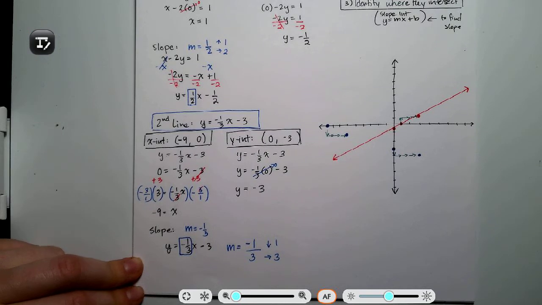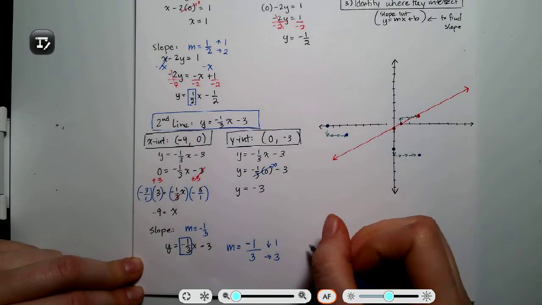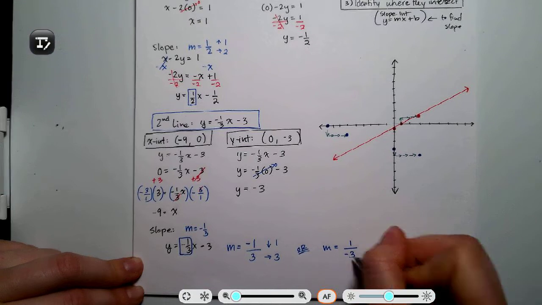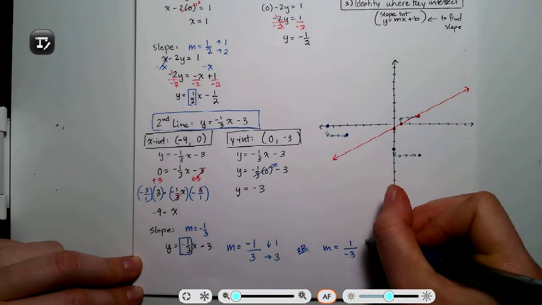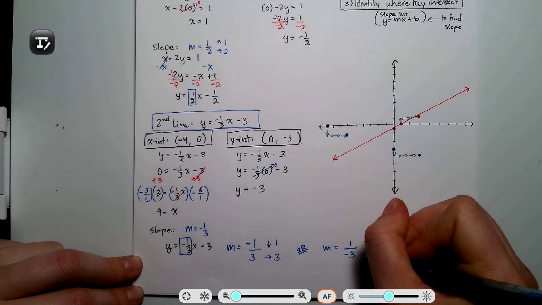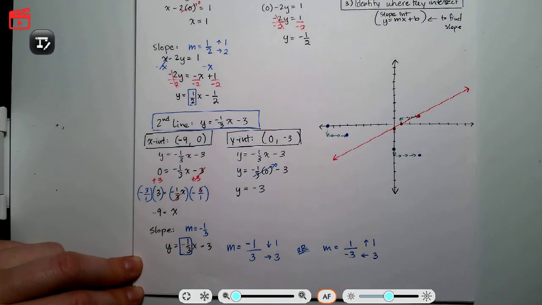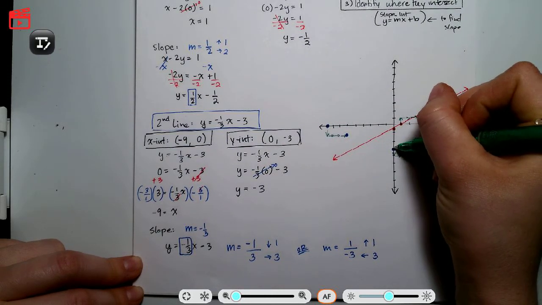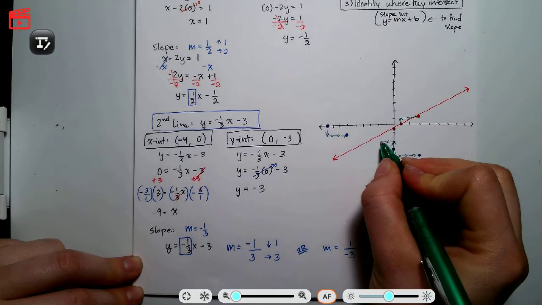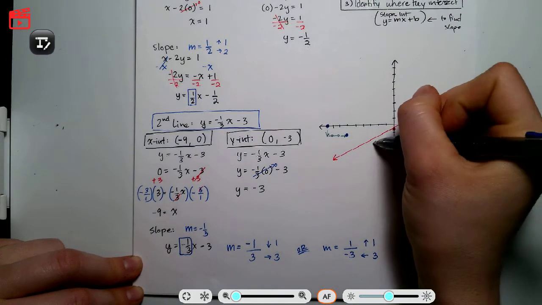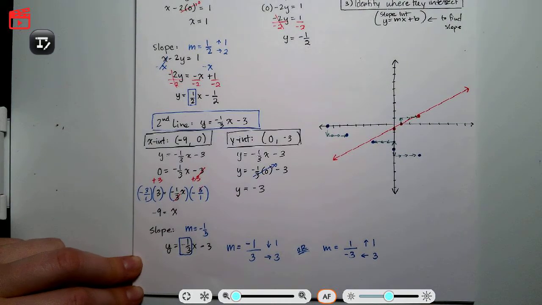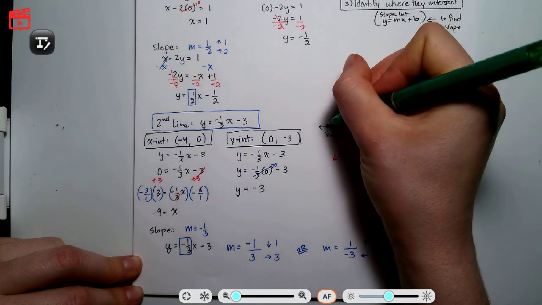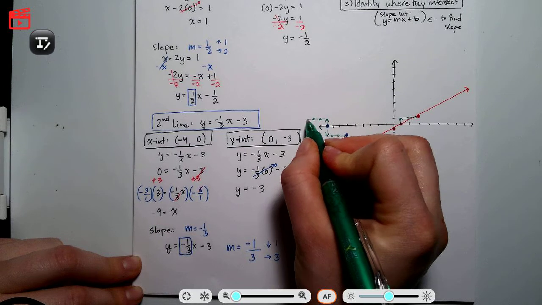So what if you chose to put the negative with the 3? It will also work. So let's say I put the negative with 3. So this means we're going to go up 1 because the 1 is positive and back 3 because the 3 is negative. So let's see what I would get. If I started at this point, I would go up 1 and back 3. 1, 2, 3. If I started at this point, I'd actually end up going off my graph paper. Up 1 and back 3. 1, 2, 3.